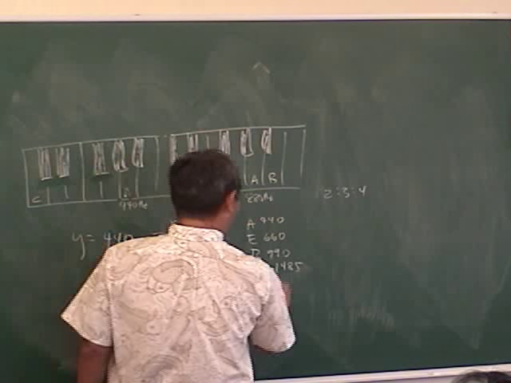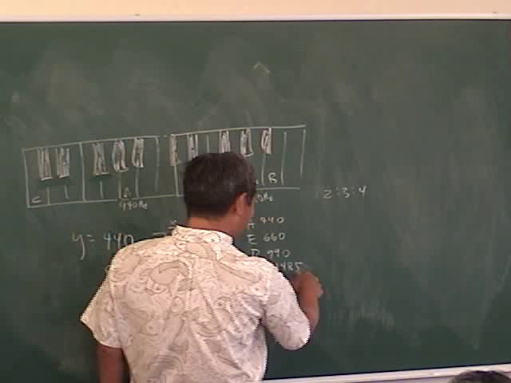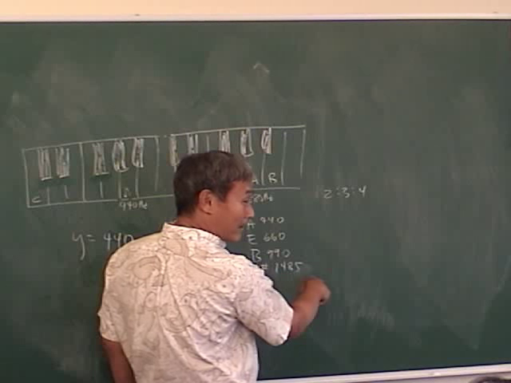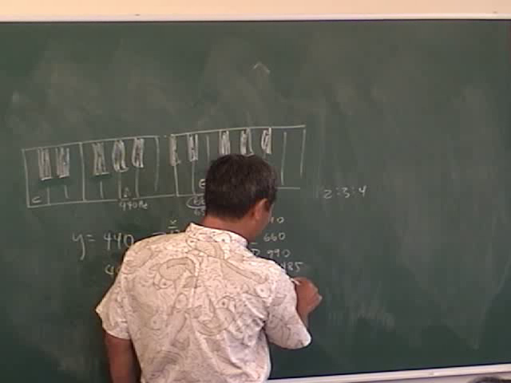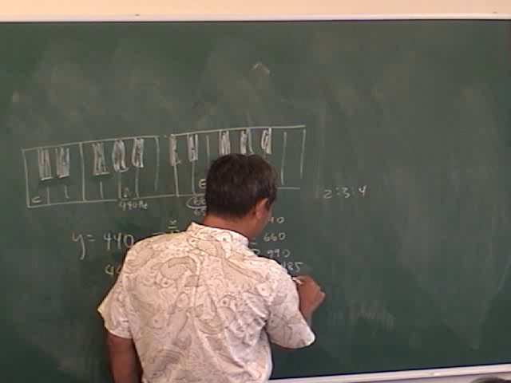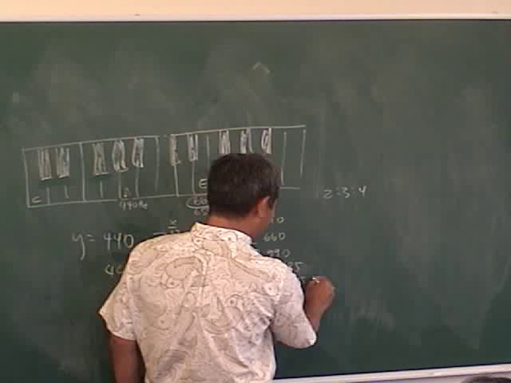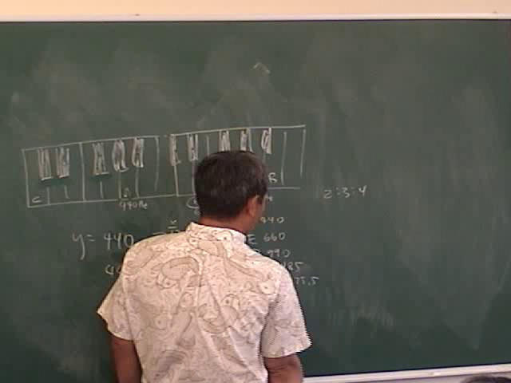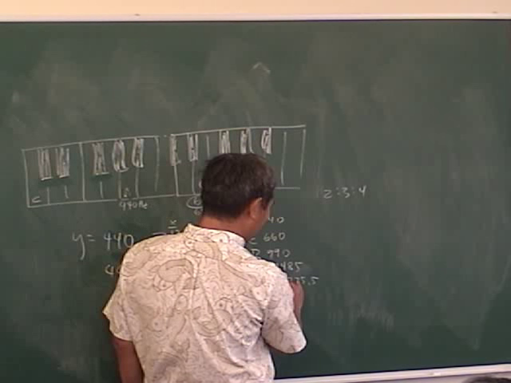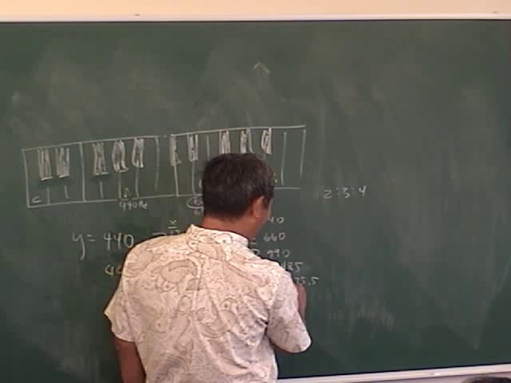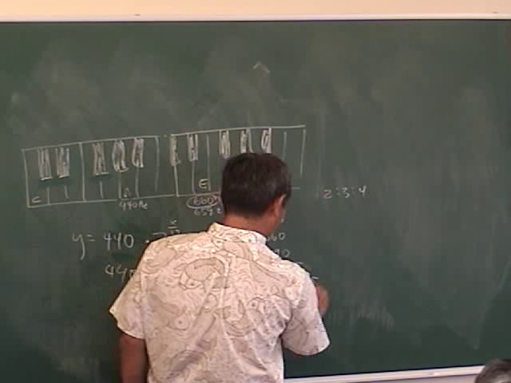Okay, anyway, what's a major fifth above F sharp? It's C sharp. So multiply that by 1.5, and keep all the decimal places if there are any. What is it? 2227.5. Okay, keep that.